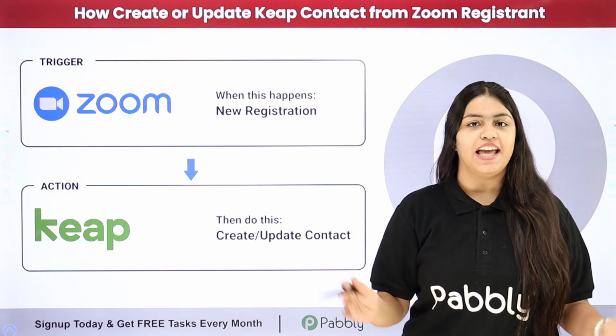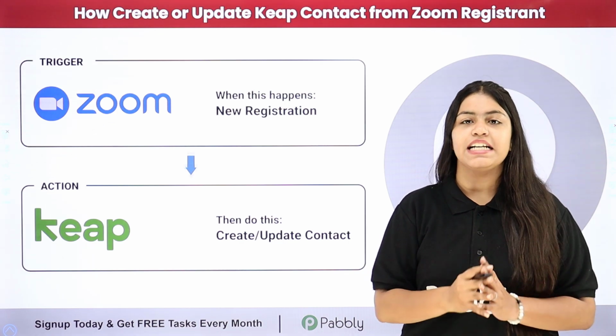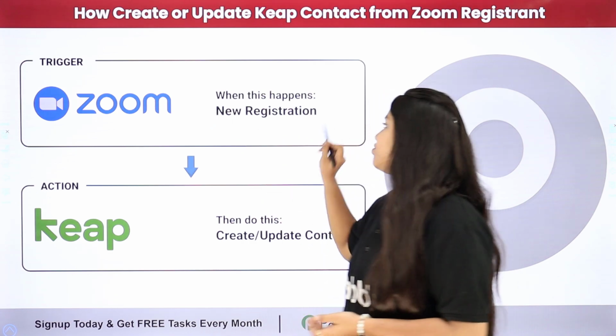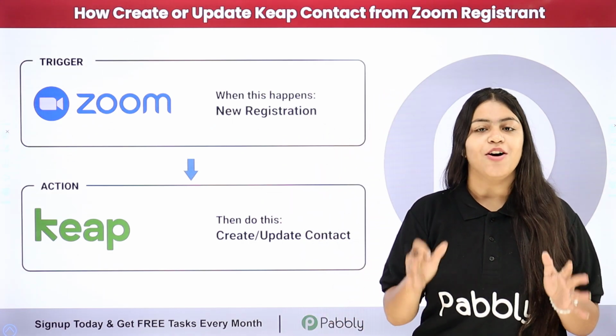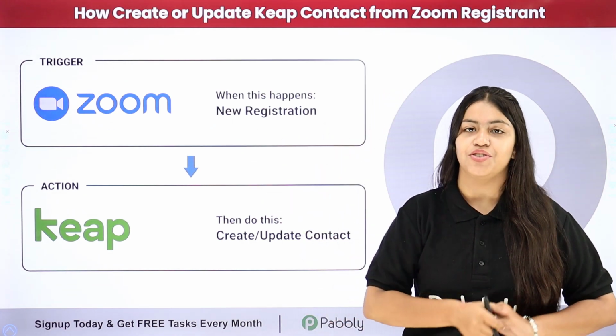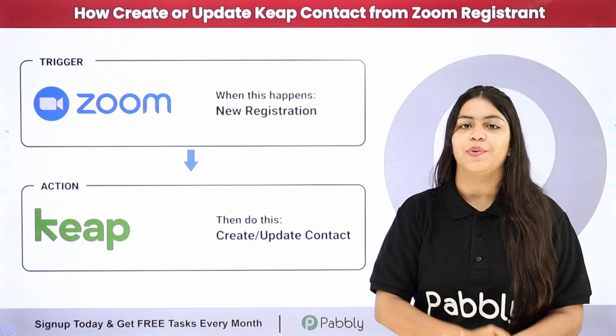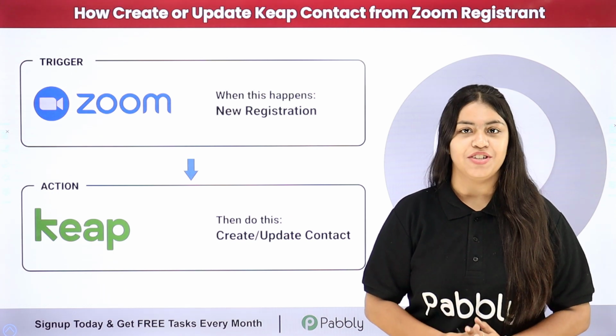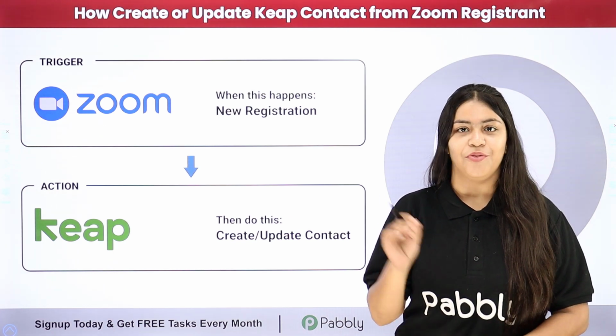So over here I'm running an edutech company and we regularly conduct live webinars. So now what I want is that as soon as a new registration is received for any of our webinars, automatically with the help of the same registration details, a new contact should be created or updated in my Keap account so that we can follow up quickly and efficiently, which can reduce the no-shows of our webinars.